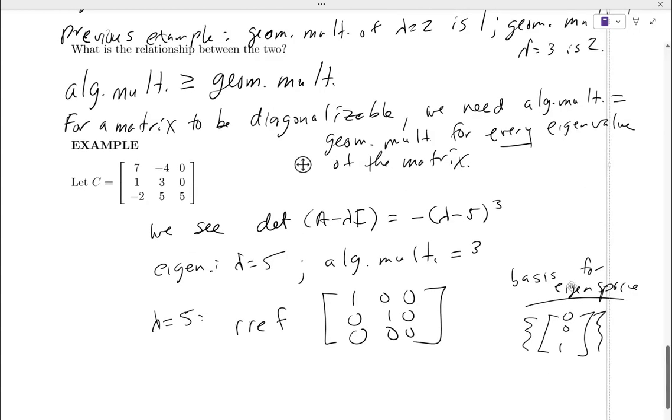So what's the geometric multiplicity in this case? How many basis vectors do we have with that eigenvalue? Just 1. So its geometric multiplicity is 1. Is this matrix then diagonalizable? No. Algebraic multiplicity is 3 for that eigenvalue. Its geometric multiplicity is simply 1. So it's not diagonalizable.